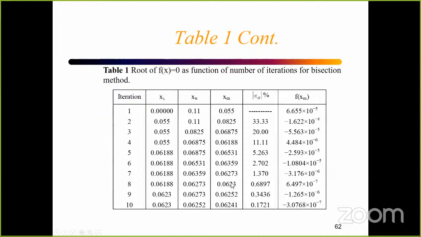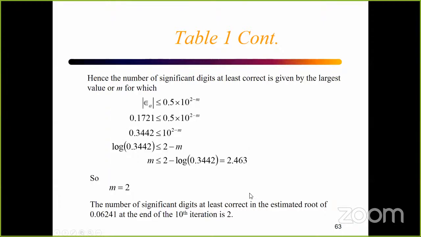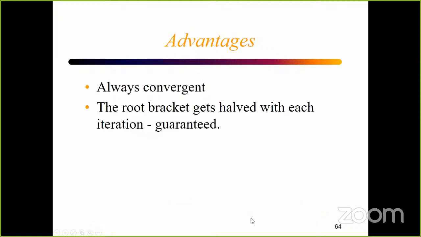0.062, and another case is that you are having concurrence values for the third decimal here actually. Up to 4 decimals you can go. So after 3 iterations you stop, because it has come to that level actually. Hence, the number of significant digits at least correct is so much. 0.06241 at the end of the 10th iteration is 2. You can stop at this point.